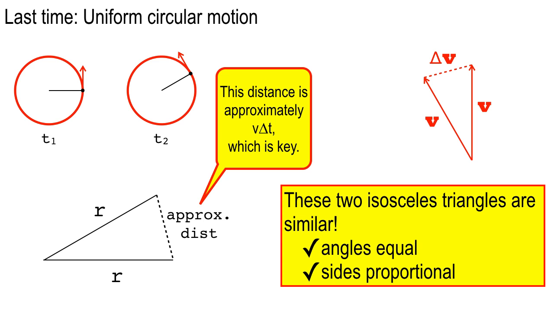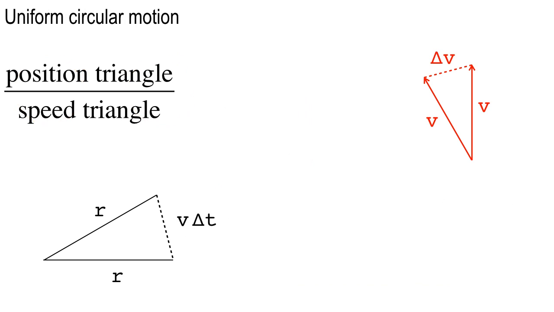Similarly, I took the two velocity vectors and copied them over here tail to tail, and I made a velocity triangle. And those two triangles are proportional triangles. They have identical angles. The sides are proportional, and that proportion is going to get the job done for us. So this is basically very close to where we stopped.